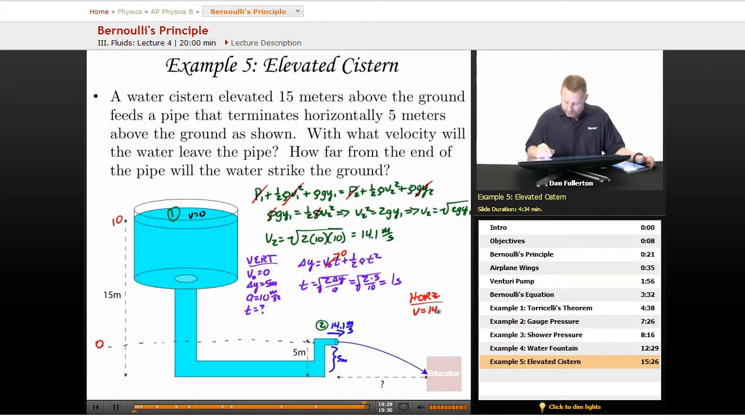Now I can use my horizontal kinematics to figure out how far it goes. Horizontally, the velocity is going to be a constant 14.1 meters per second. It's going to be in the air 1 second, so delta x is just velocity times time, 14.1 times 1, or 14.1 meters. Putting a couple of these concepts together in order to get a big picture solution.